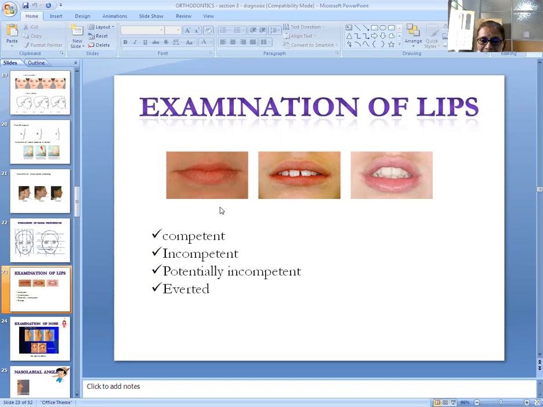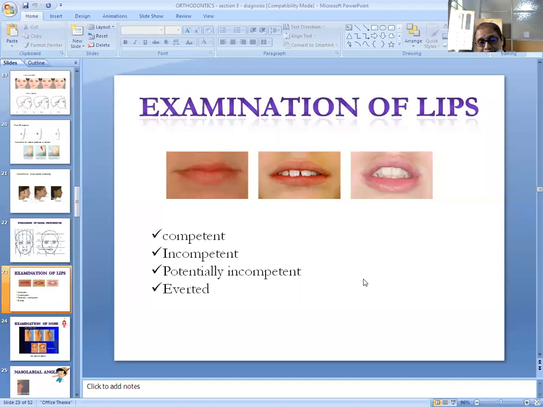That is competent lips. Incompetent lips can have many causes. If your upper incisors are proclined, they will not allow the upper and lower lips to join. Also, if the upper lip length, that means the length from subnasale to the upper border of the lip, is shorter, in these cases also there will be no lip seal.